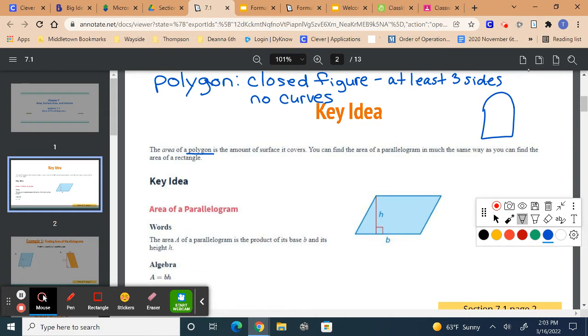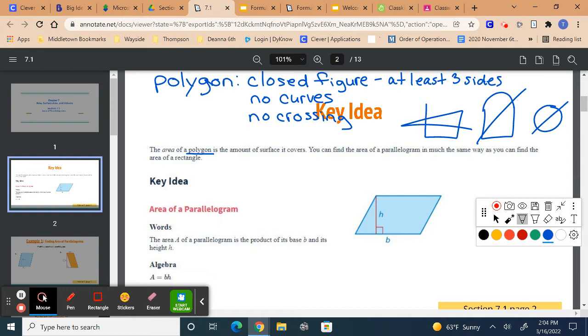Another thing it cannot do: it cannot cross over. No crossing. And that's pretty much a polygon. Can it be a circle? No, because a circle is curved. It has to be straight lines.